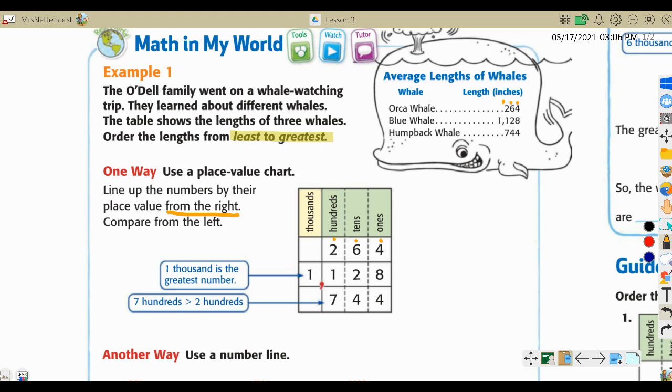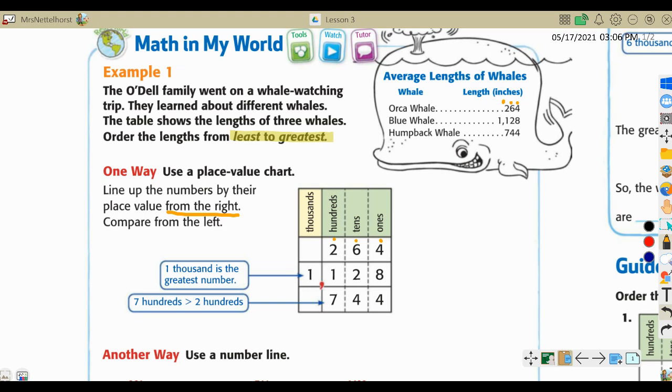A common third grade error is to start in the first box, and when you run out of digits, just leave a blank space. That is incorrect. It's going to throw off your answers. So make sure that when you put a number in the place value chart that you start on the right and work to the left. And then when you're going to compare them, you start from the left and work to the right.